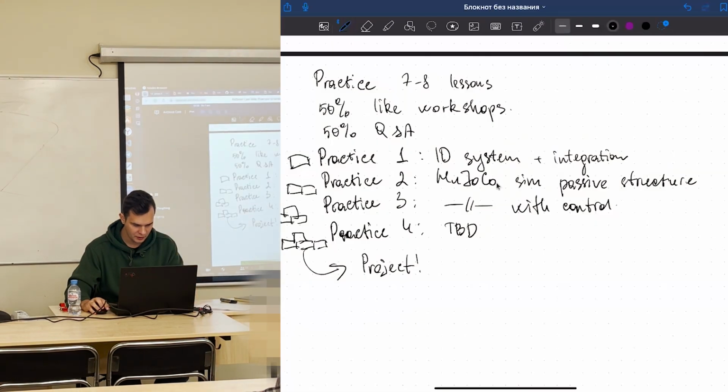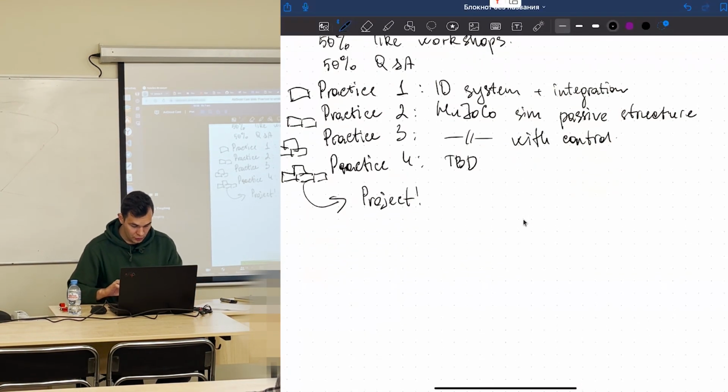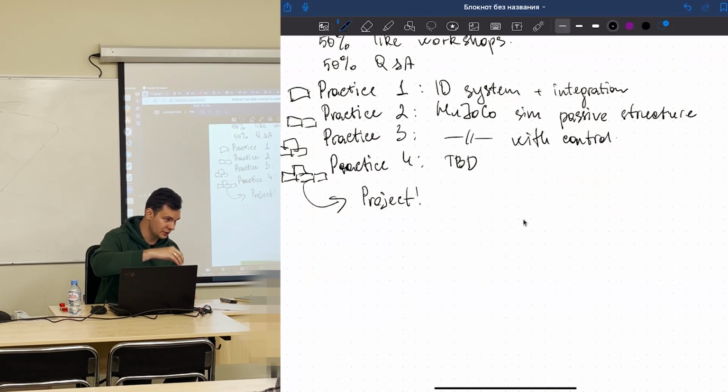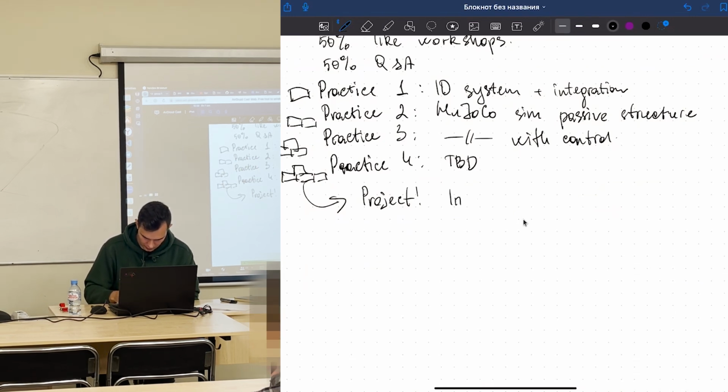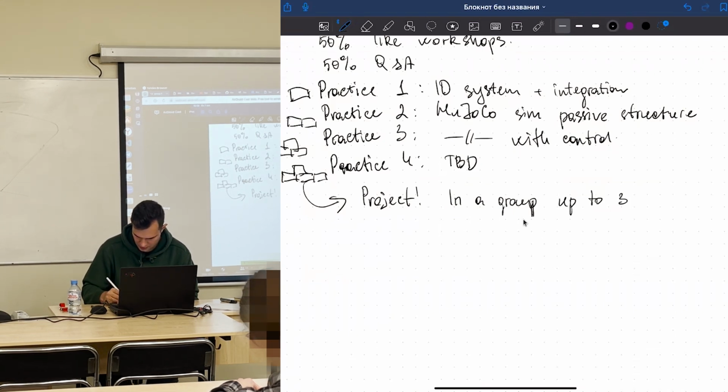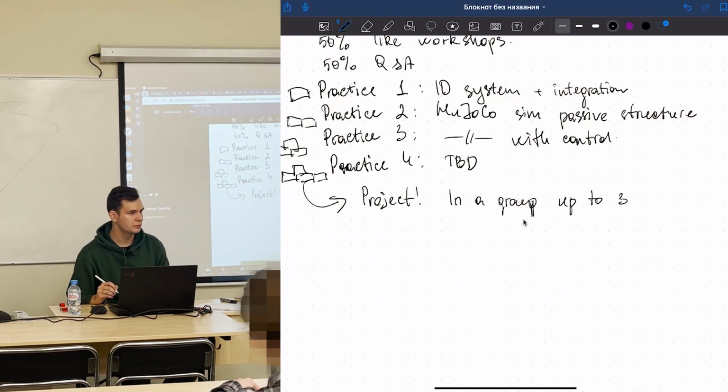For the project, the idea is that you do it on your own. Each practice task is done on your own, because it's about your knowledge, skills, and building blocks. The project can be made in a group, up to 3 people.